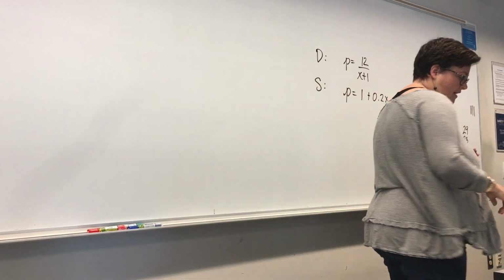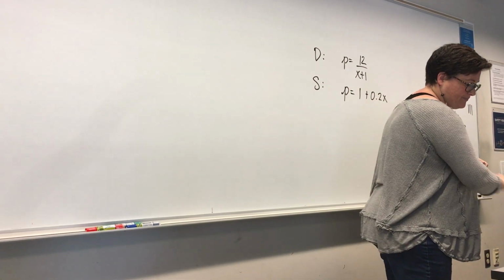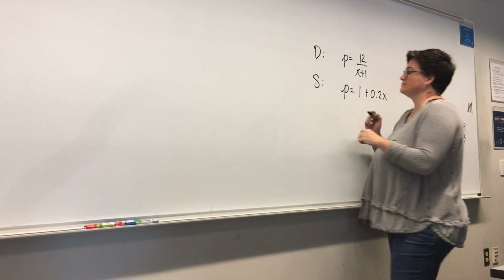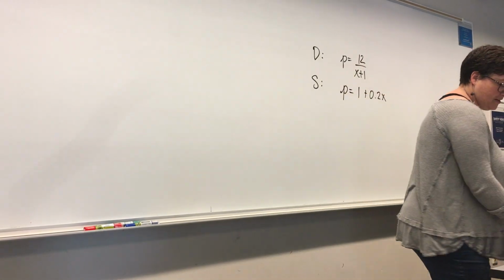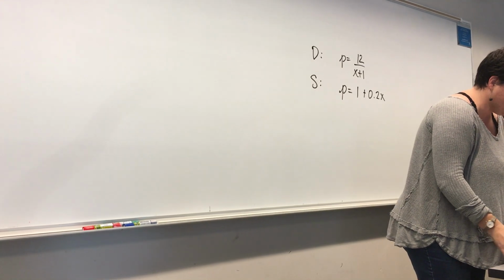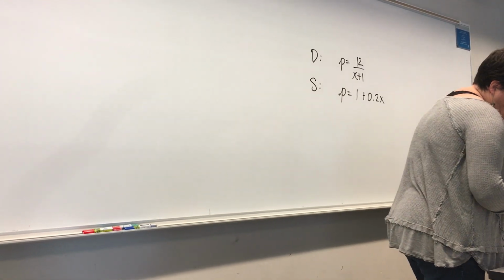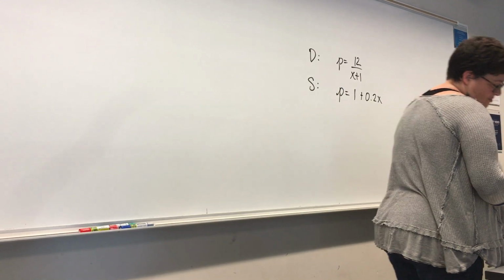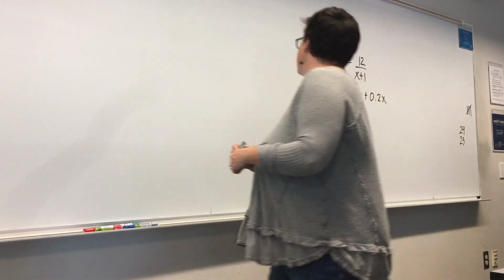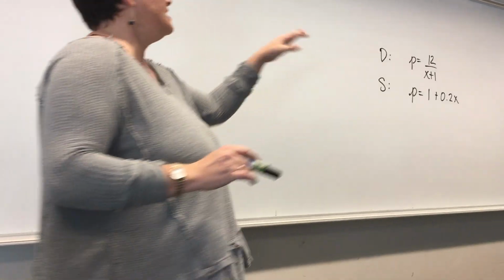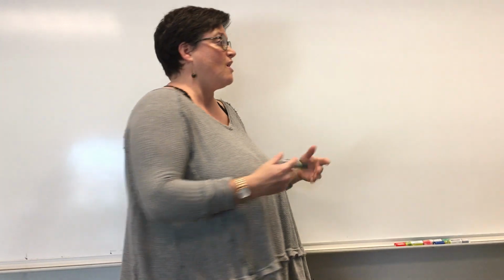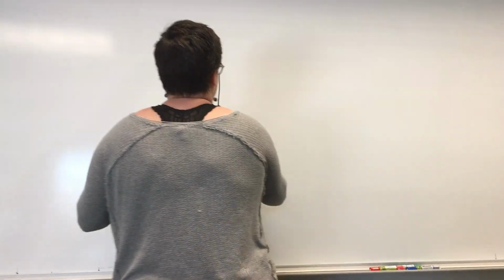And it wanted us to find consumer surplus, correct? We're already there, guys. Okay. Find consumer surplus under pure competition. So the first thing is we can either set these equal to each other and solve for x, or we can graph them. I vote for graphing. So I'm going to graph these suckers.